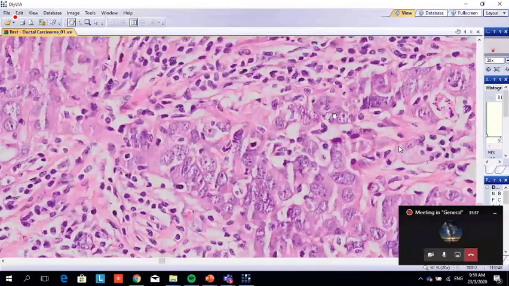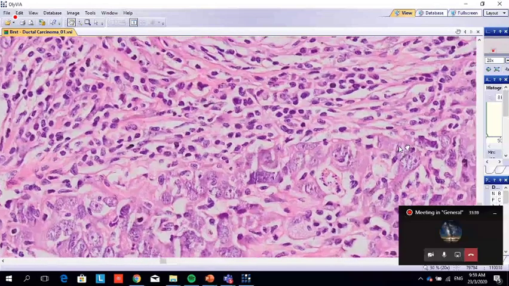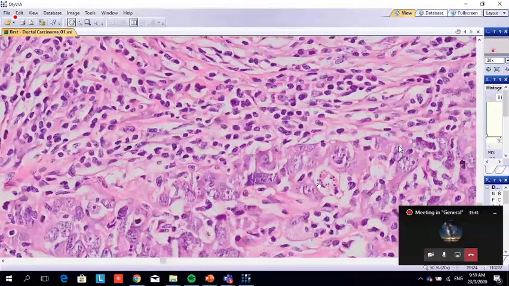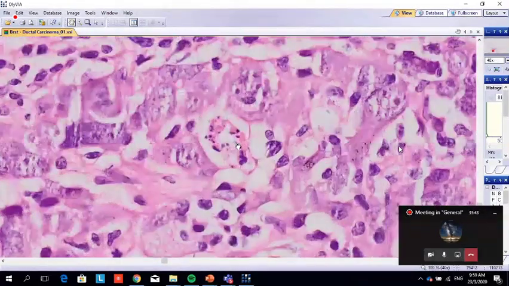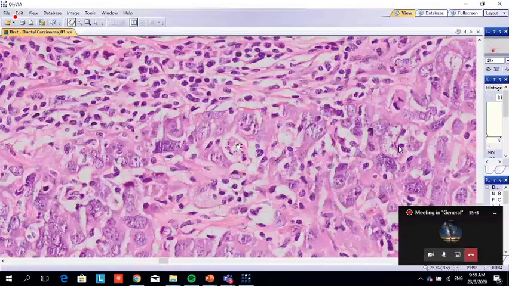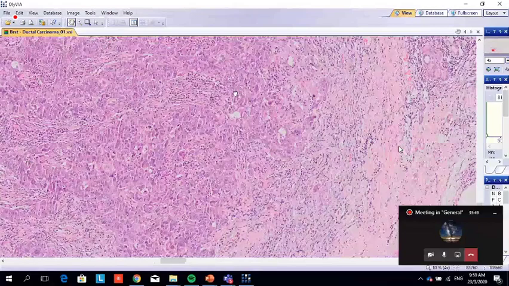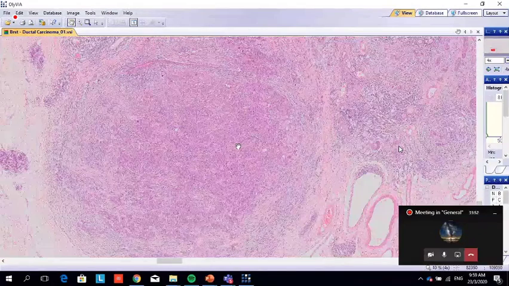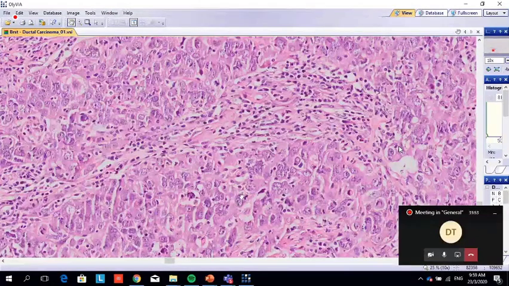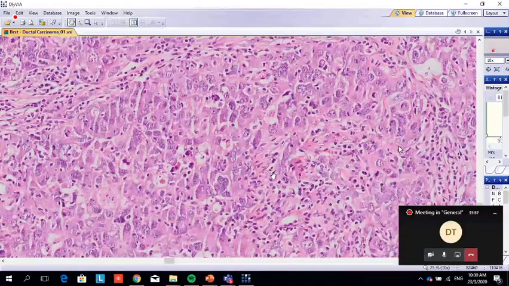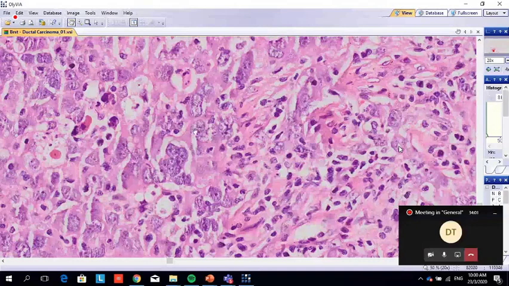How many mitosis? How can we count the mitosis? This kind, we also call mitosis. How do we count the mitosis? Look at the nucleus. We need to screen 10 high power fields to count how many mitosis.